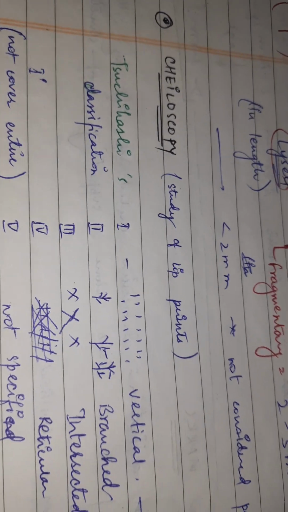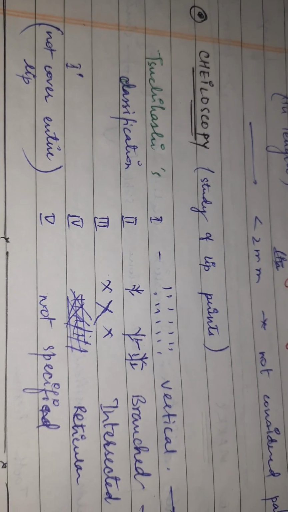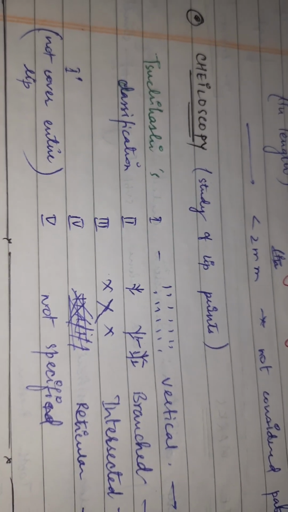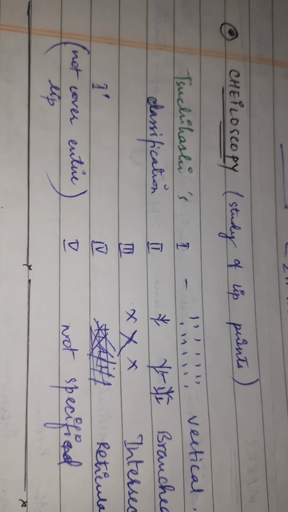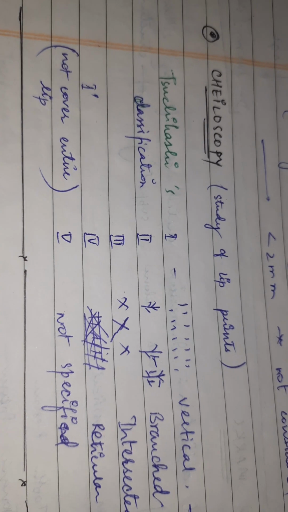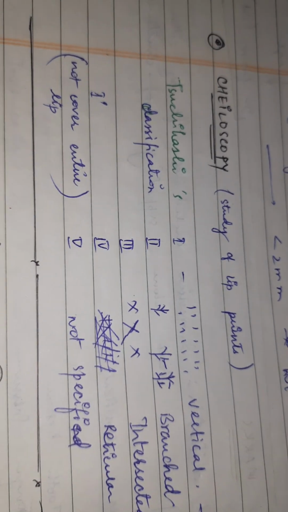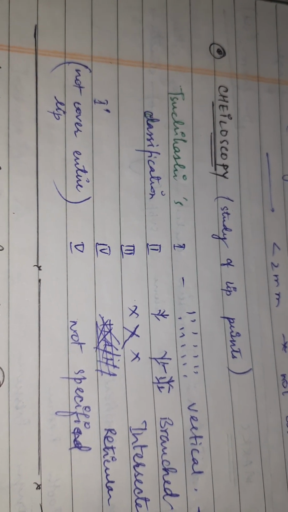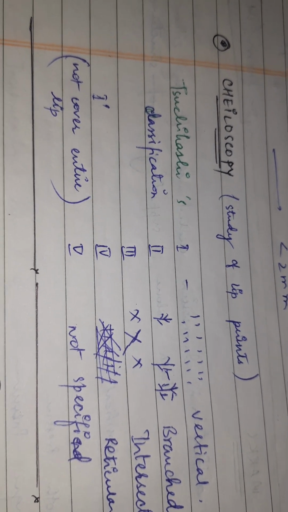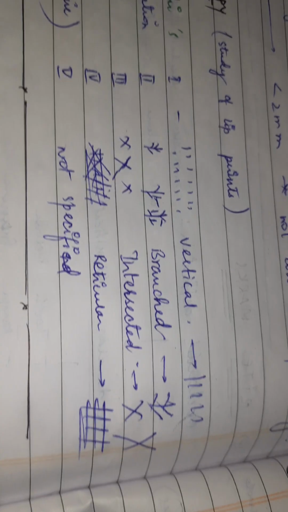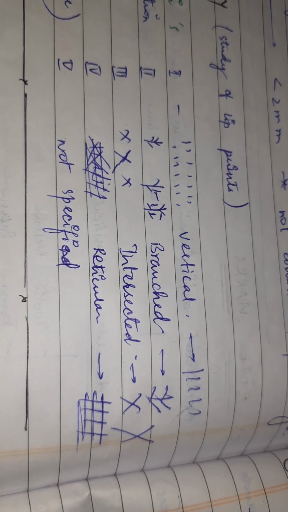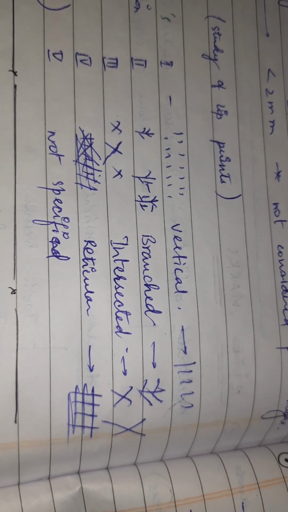Now cheiloscopy, the study of lip prints. Suzuki and Tsuchihashi's classification has come many times in past NEET MDS exams. They classified it into categories: 1 dash, 1, 2, 3, 4, 5. 1 dash does not cover the entire lip. 1 is vertical, 2 is branched, 3 is intersected, 4 is reticular, and 5 is not specified.